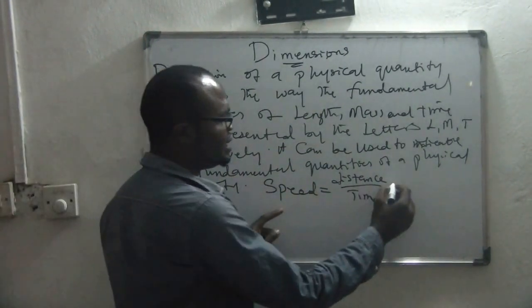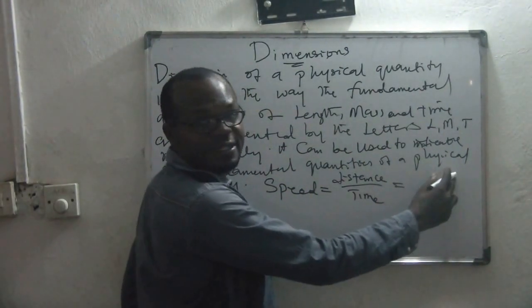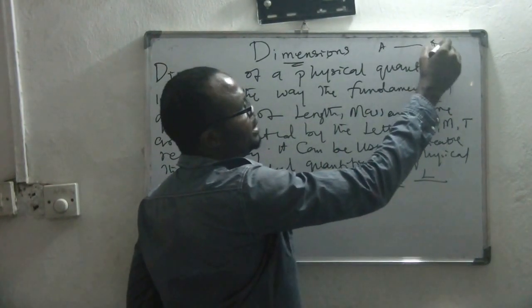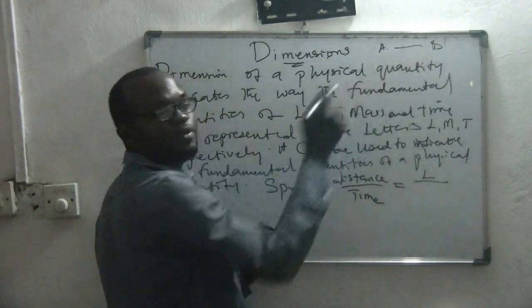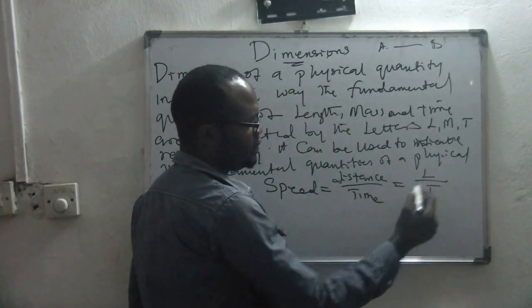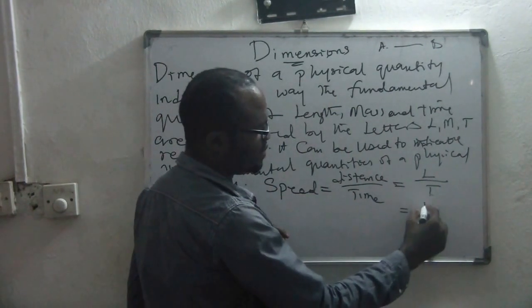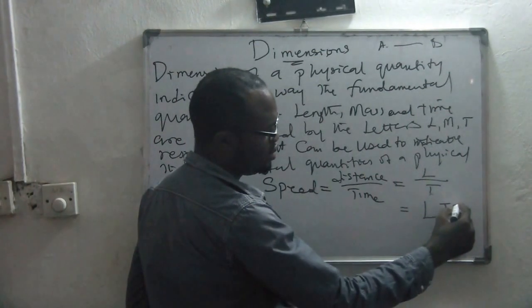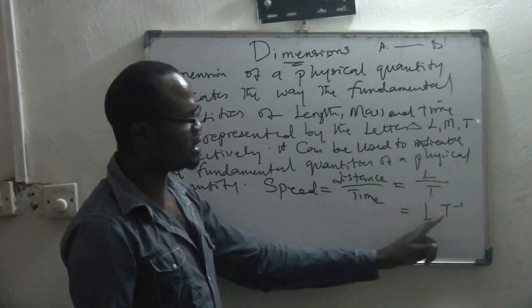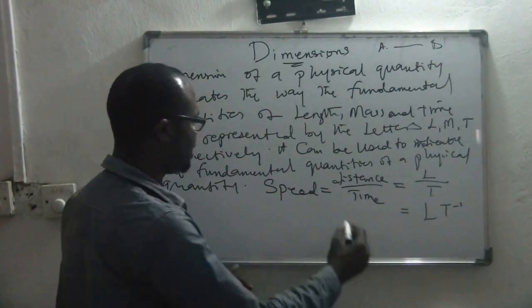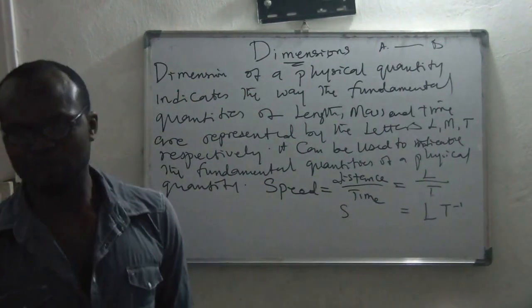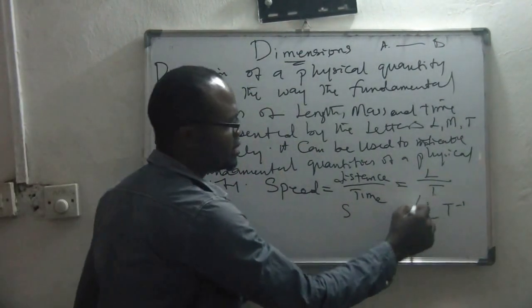We know that distance is the same thing as length, isn't it? Because distance from A to B is the length from A to B. So distance here is L. Time is T. So we can say that speed is L over T. Because a division sign you can change with a negative power. So speed is equal to L T to power minus 1. So this is the dimension of what?